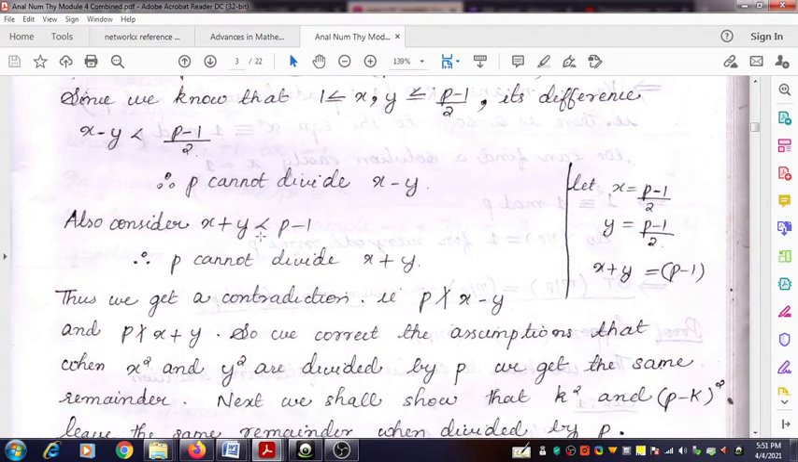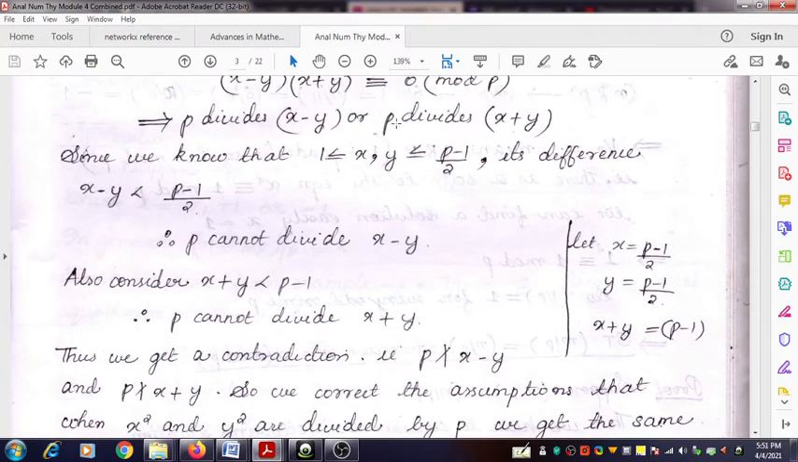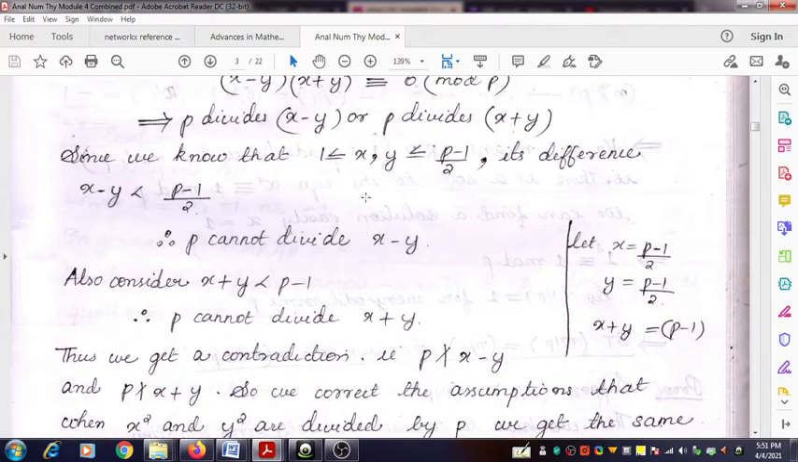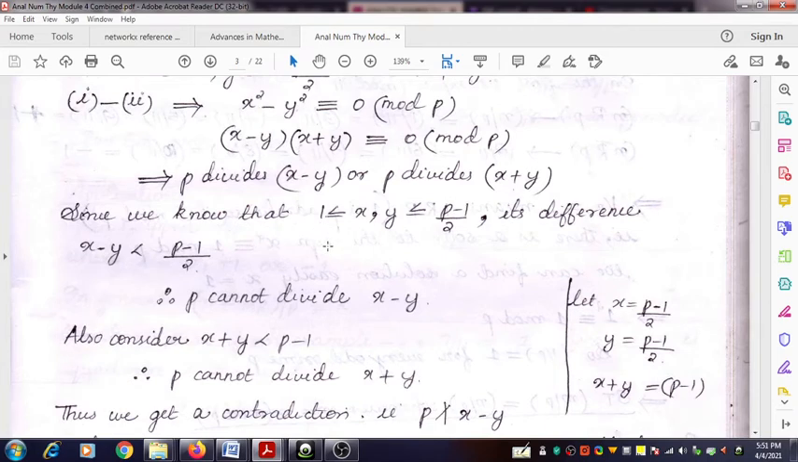Okay, then we are going to consider the other statement. We are going to check whether p can divide x plus y. For that we consider x plus y, but you can see that we want to find the maximum value possible when you consider the two numbers x and y from this range. What will be that maximum value?